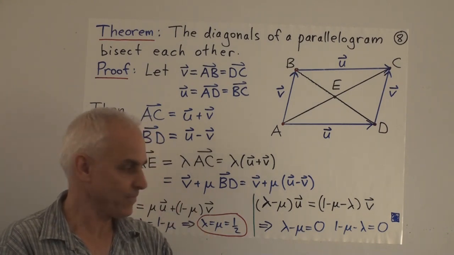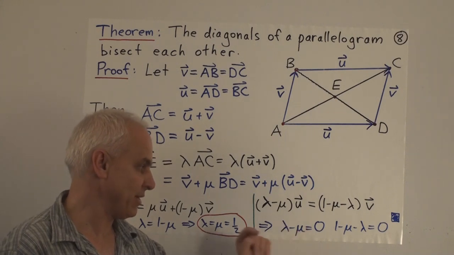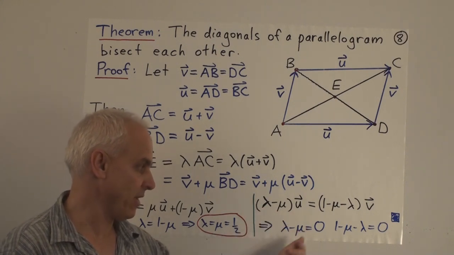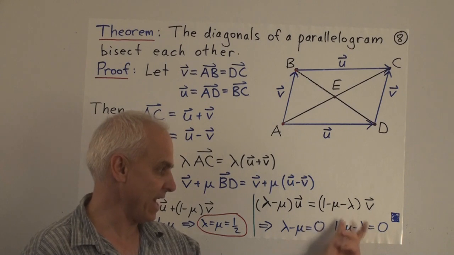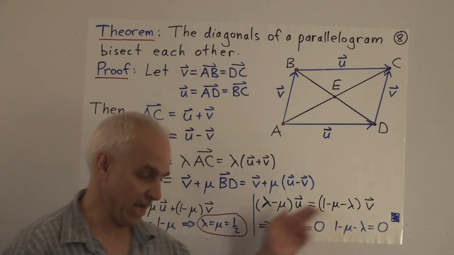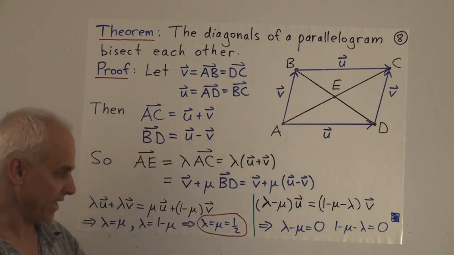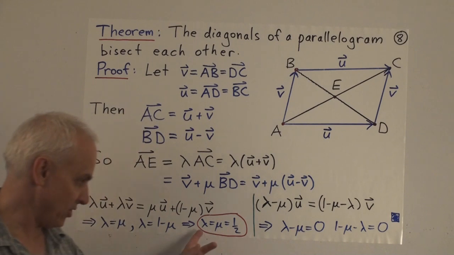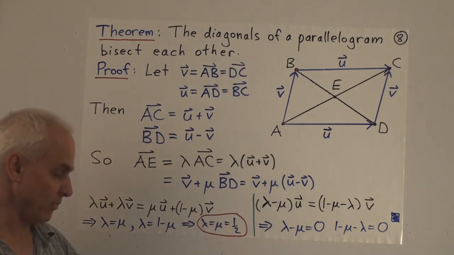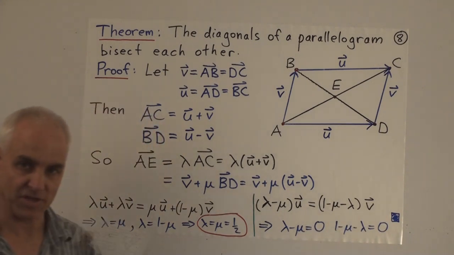So the only way a multiple of u can equal a multiple of v is if the multiples are both 0. So that means that lambda minus mu is equal to 0. That coefficient has to be 0. And 1 minus mu minus lambda also must equal 0. So that's another way of saying it, which maybe is a little bit more natural. It leads to the same kind of equations that you solve to get lambda equals mu equals 1/2. And so that's the proof finished there.